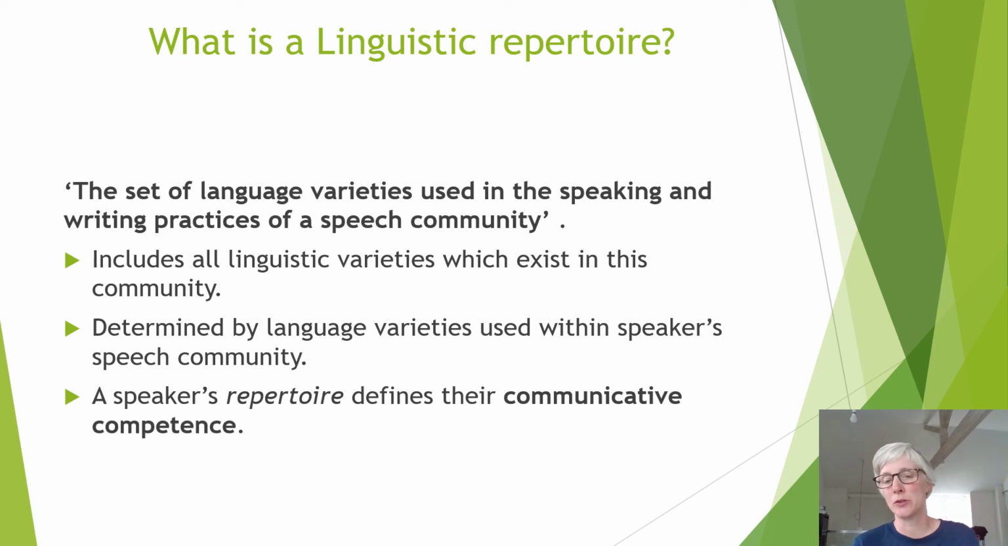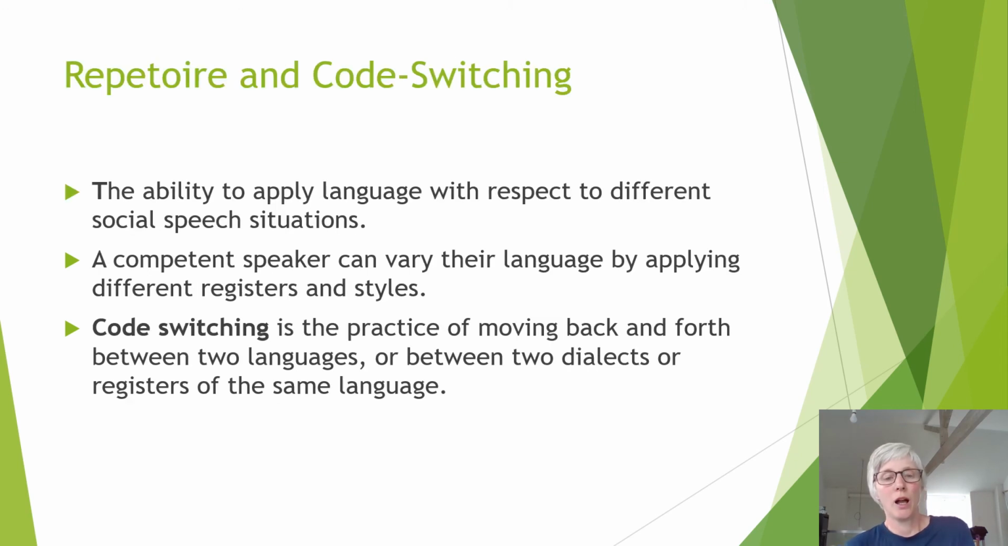And that means you've got this concept of communicative competence. You've figured out, I can use this kind of language in this group, this kind of language in this group. And this also links into this term of code switching. Code switching is the ability to apply language with respect to different social speech situations. A competent speaker can vary their language by applying different registers and styles.